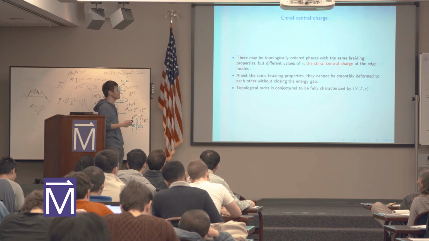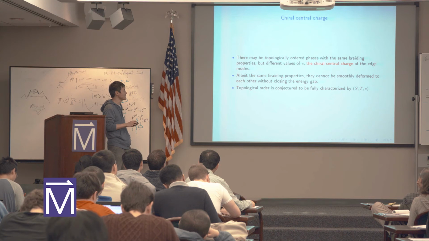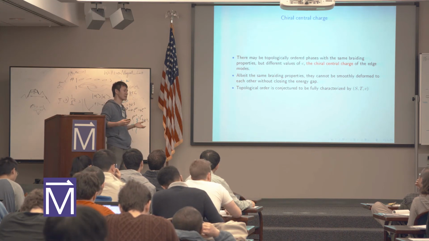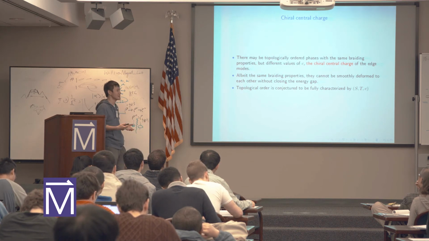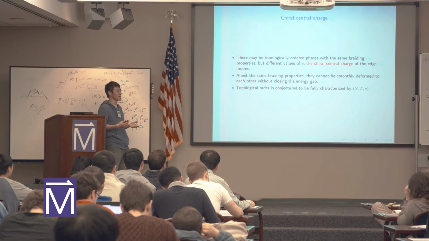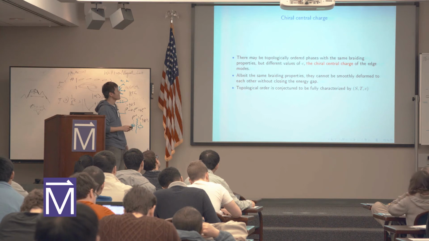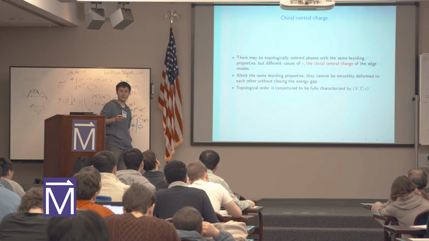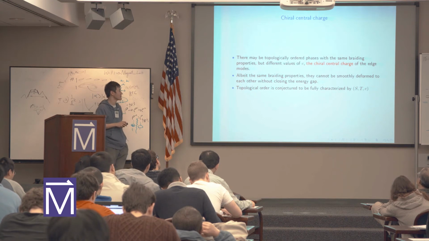Okay. So the reason I have to specify this number is that there are some phases which share the same braiding properties of anyons, but yet they may be different in the sense that there's no smooth adiabatic path connecting them. Okay. So that happens when the chiral central charge of these two phases are different. So topological properties might be the same, but they may still be different. So that's why we have to supplement this number.